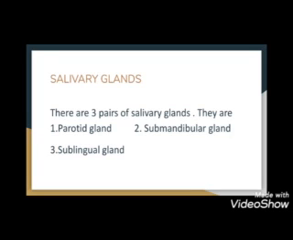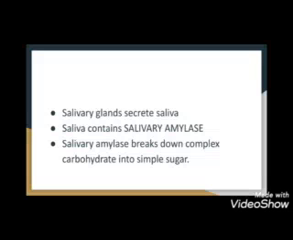Okay, now the process of digestion takes place from the mouth itself. So salivary glands secrete saliva. What is saliva made up of? 99.5% of saliva contains water and 0.5% solute. The solutes can be in the form of mucins, lysozymes, salivary amylase, chlorides, bicarbonates, phosphates of sodium and potassium.